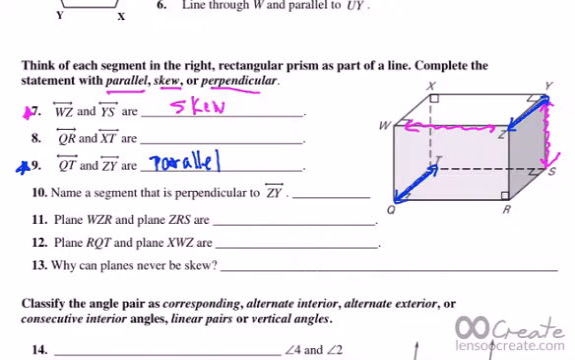The next question I want to look at is question number 10. It says name a segment that is perpendicular to ZY. Well, right here is ZY. It has to be perpendicular to that. So when it goes up to ZY, it has to make 90 degrees. I actually have 4 of those, and they would be WZ, XY, right here in the back, and the front, ZR, and in the back, YS.